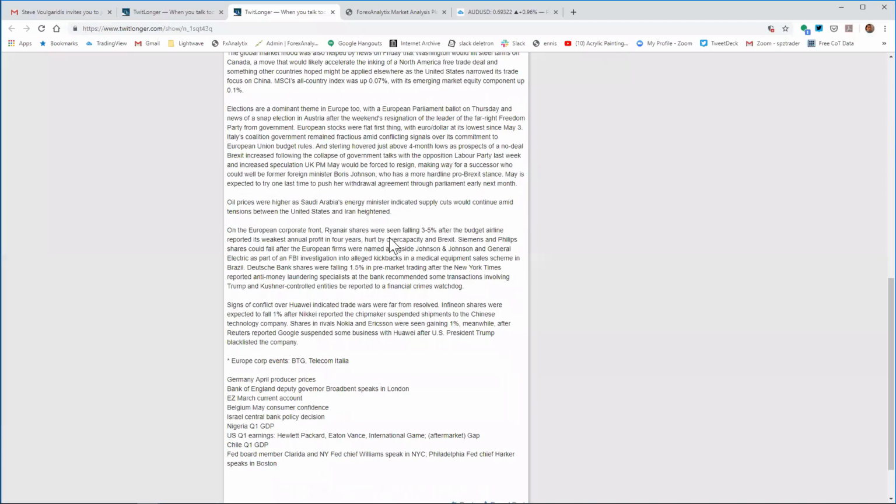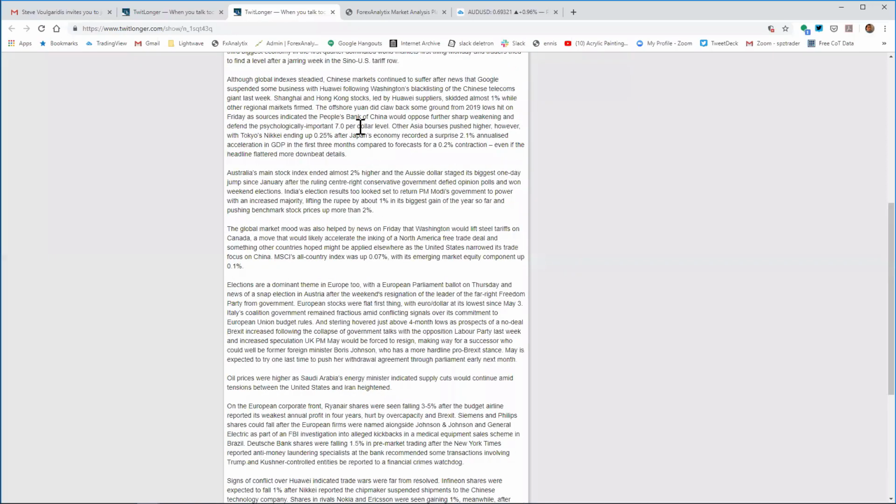Elections are a dominant theme in Europe, too, with the European Parliament back on Thursday and news of a snap election. And oil prices were higher as the Saudi energy minister indicates supply cuts would continue amid tensions between the U.S. and Iran heightened. On the European corporate front, Ryanair shares were seen falling 3.5%. And of course, if we just point out Germany, we had the April producer prices index. Bank of England Deputy Governor Broadbent speaks in London today.